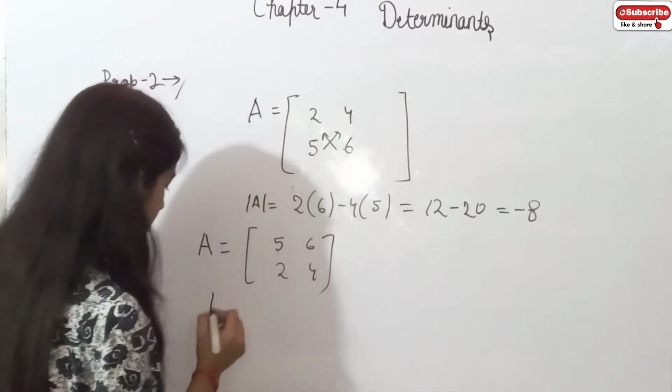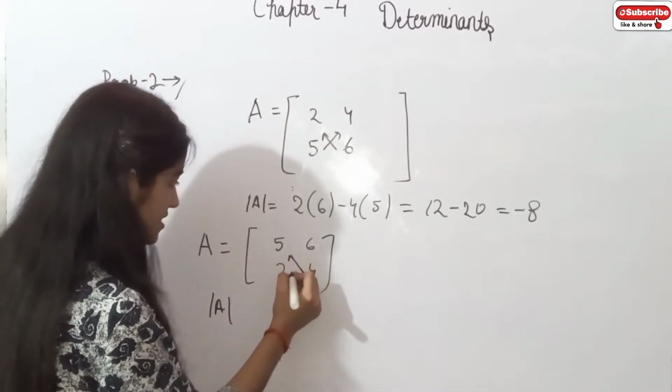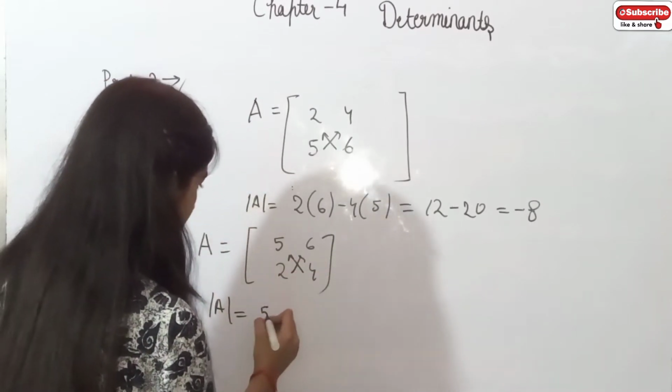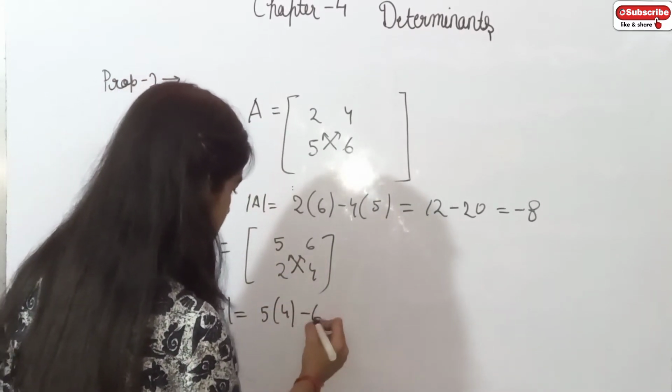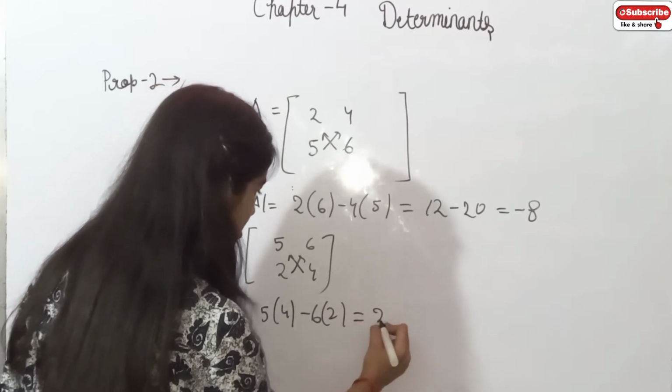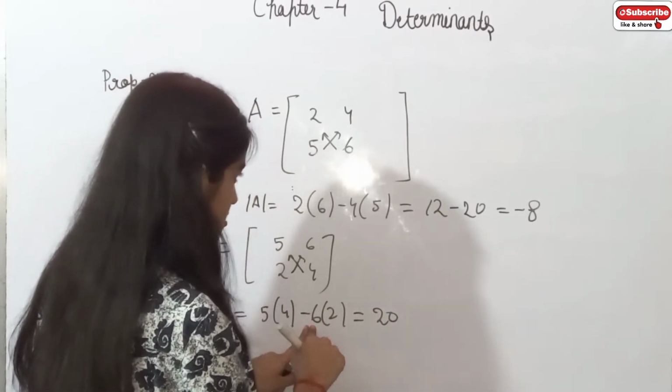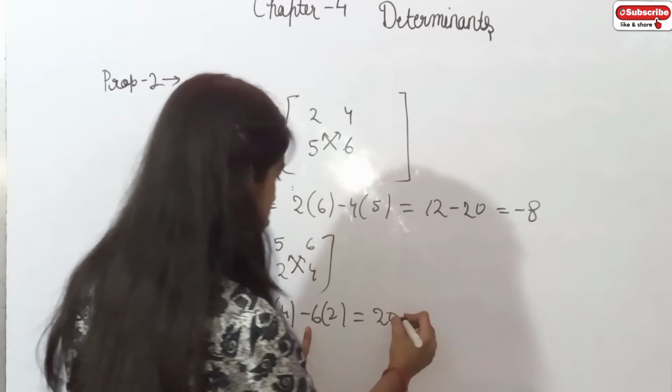Now what is the determinant of A? Cross multiply this: 5 into 4 minus 6 into 2. 5 4s are 20 and minus 12.